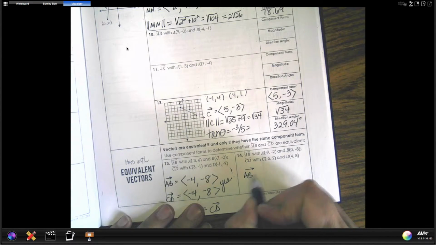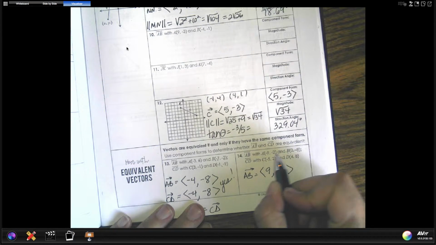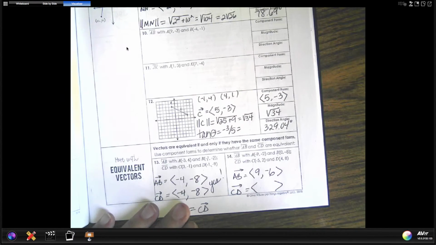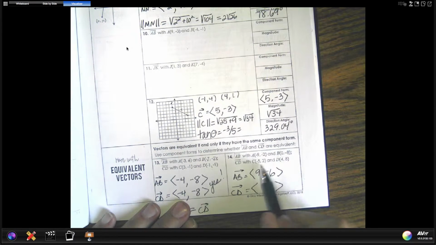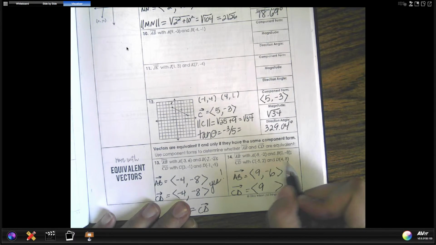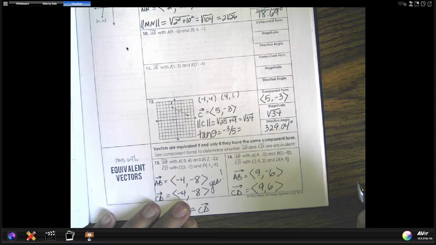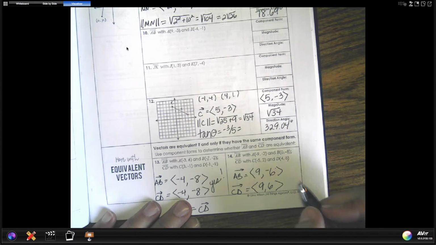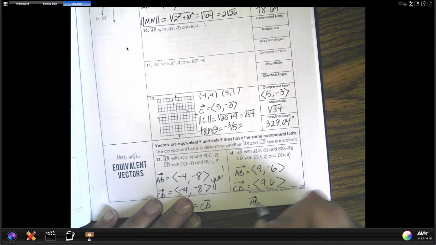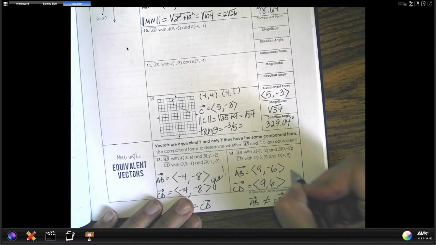All right, let's do the last one here. Vector AB, 0 minus negative 9 is 9. Negative 8 minus negative 2 is negative 6. Vector CD, 4 minus negative 5 is 9. 8 minus 2 is a positive 6. Are these components the same vectors? No. So therefore, vector AB is not equal to vector CD.